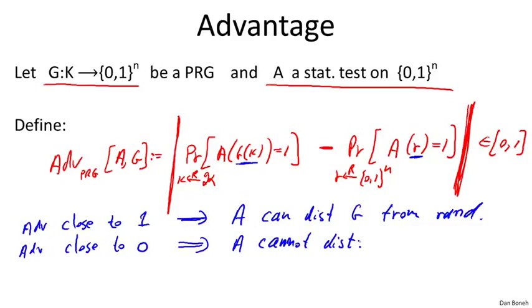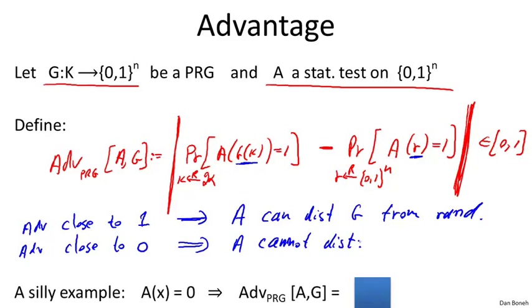It basically tells us whether A was able to break the generator, namely distinguish it from random, or not able to break it. So let's look first of all at a very silly example. Suppose we have a statistical test A that simply ignores its inputs and always outputs 0. What do you think is the advantage of the statistical test relative to a generator G? I hope everybody said the advantage is 0. Let me just explain why that's the case.